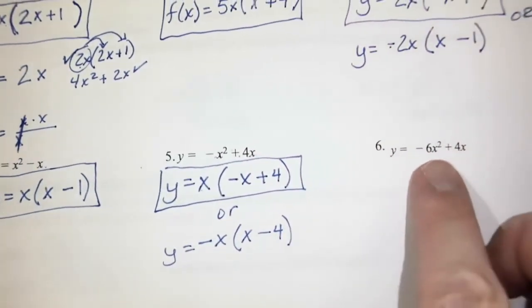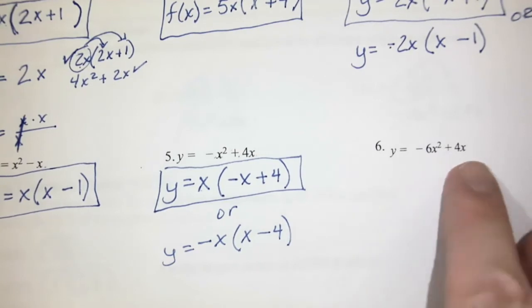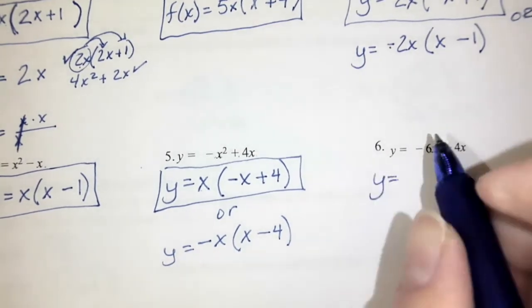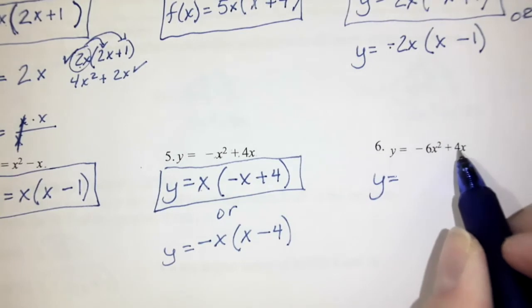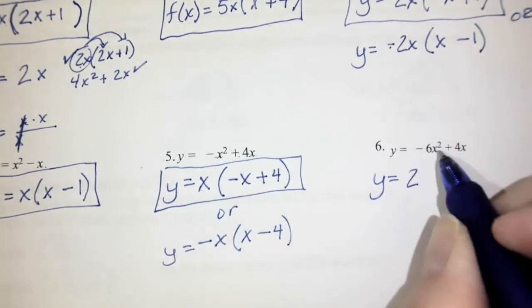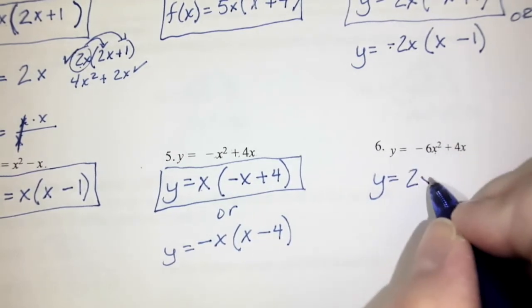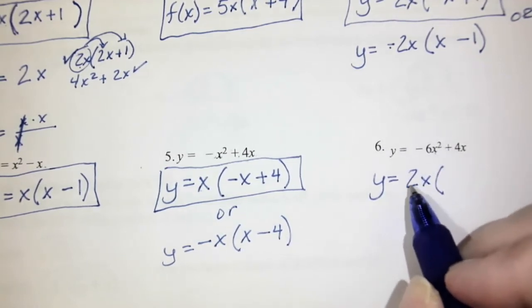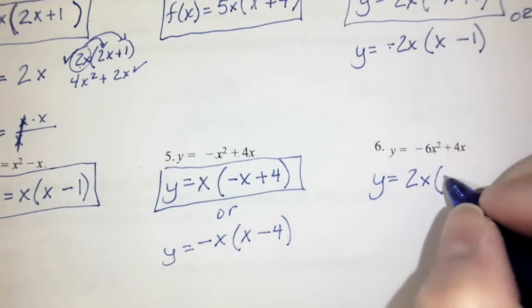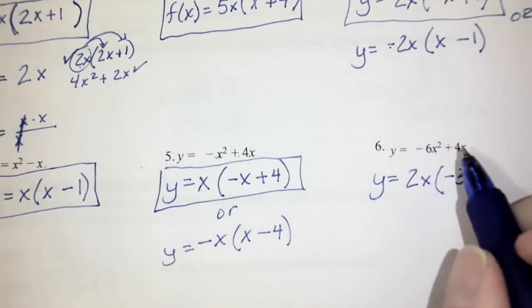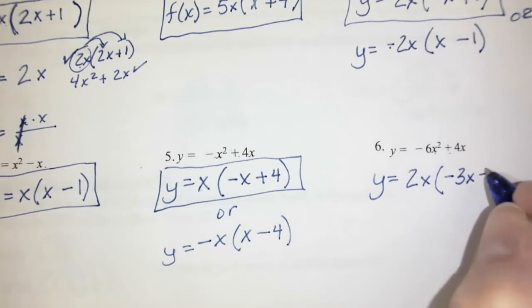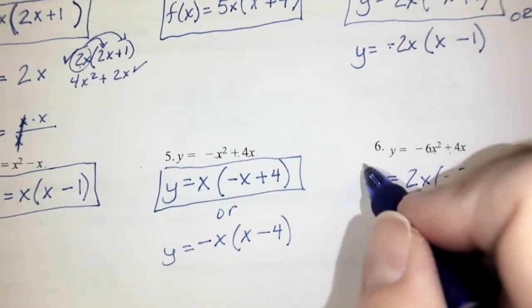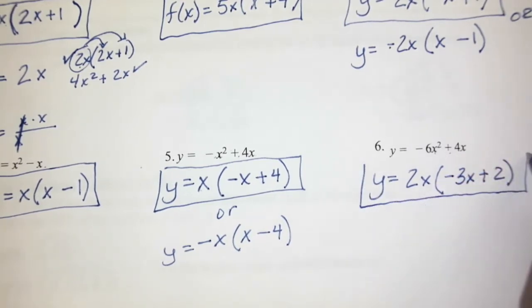Number 6, y equals negative 6x squared plus 4x. So the GCF of negative 6 and 4 is 2, and the GCF of x squared and x is x, so we'll factor out a 2x. Negative 6x squared divided by positive 2x is going to give us negative 3x, and then 4x divided by 2x just gives us 2. So y equals 2x times the quantity, negative 3x plus 2.